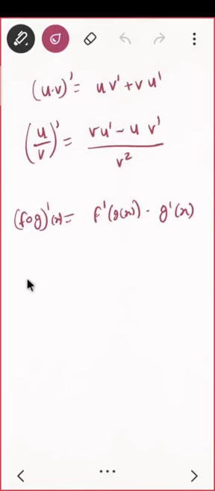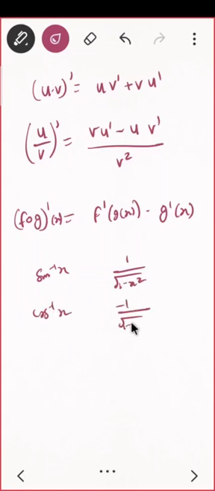Even the inverse ones come, I think. Sin inverse x, that is 1 upon root of 1 minus x square. Cos inverse x, that is minus 1 upon root of 1 minus x square. The proof is quite easy here. The proof is 2 lines. Let me tell you the proof of this. Let's see the proof of sin inverse.